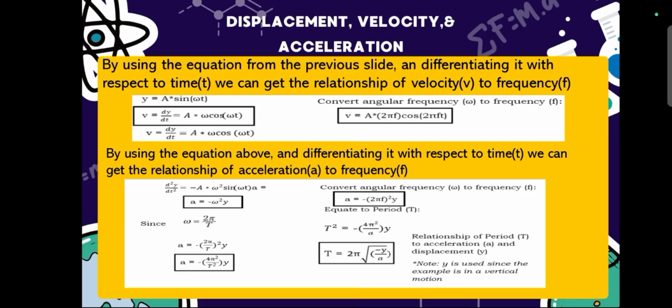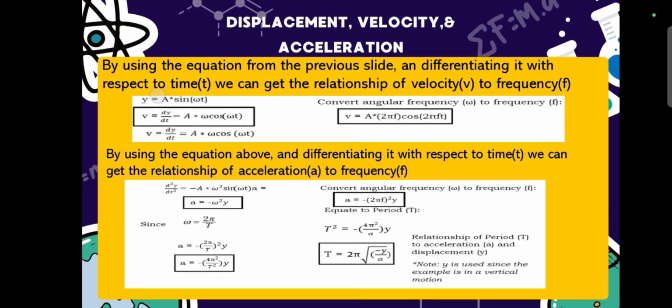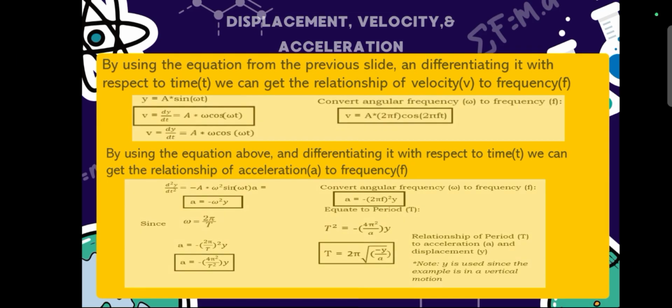Next is to convert angular frequency to frequency. We have a equals negative (2 pi f) squared y. The period is represented by time, so T squared equals 4 pi squared times y over a, negative. This is the relationship of period T to acceleration and displacement, so T equals 2 pi over the square root of negative y over a.